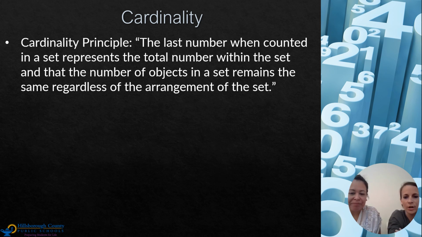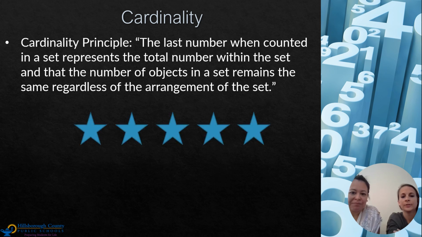So we're now moving on to cardinality. Cardinality is when you count the number of objects in a set and know that the last number you say is the total number of objects in that set. So here, if I can count 1, 2, 3, 4, 5 stars, cardinality is the principle of being able to say that I have 5 stars in that set because it's the last number that I counted. So if a student said 1, 2, 3, 4, 5, and then you said how many objects are in the set, and then the student said there's 5 stars, they would have a solid understanding of that cardinality principle.